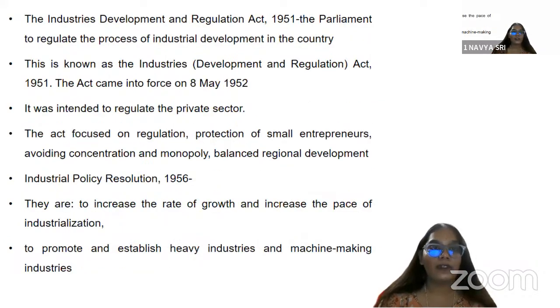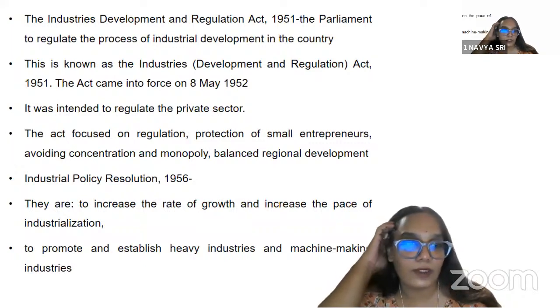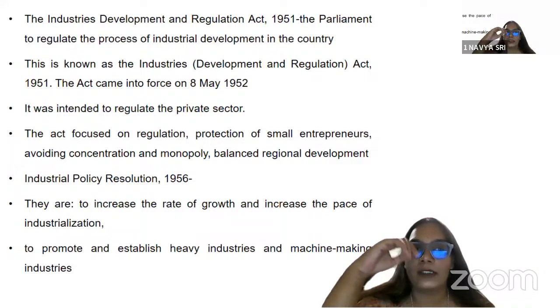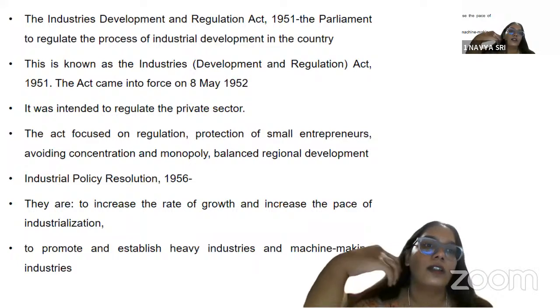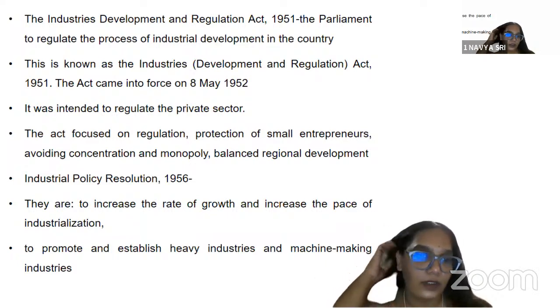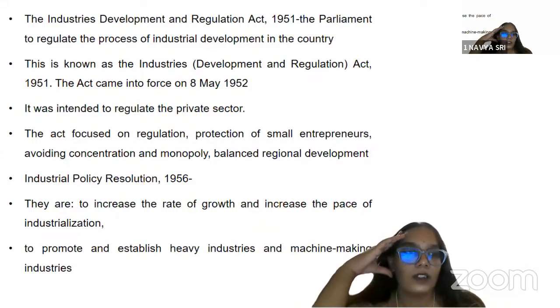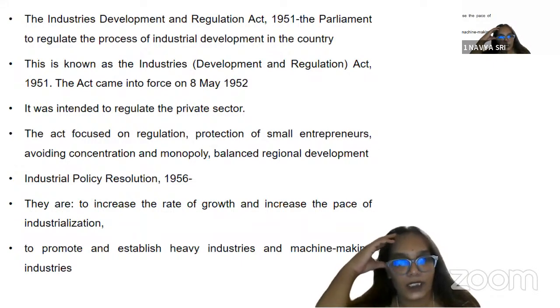Then the Industries Development Regulation Act 1951. What is this? It was for Parliament to regulate the process of industrial development in the country. So Parliament came up with a law saying that this process of industrial development is crucial for our country now, as we need rapid industrial growth or industrialization, as we have already been backward due to the drain of wealth. So they came up with this act known as the Industries Development and Regulation Act 1951. This came into force in 1952.